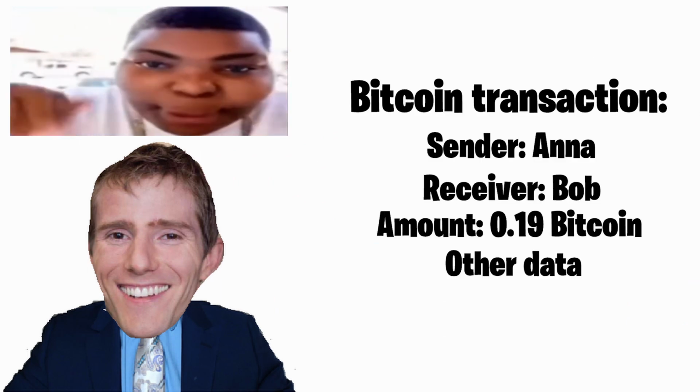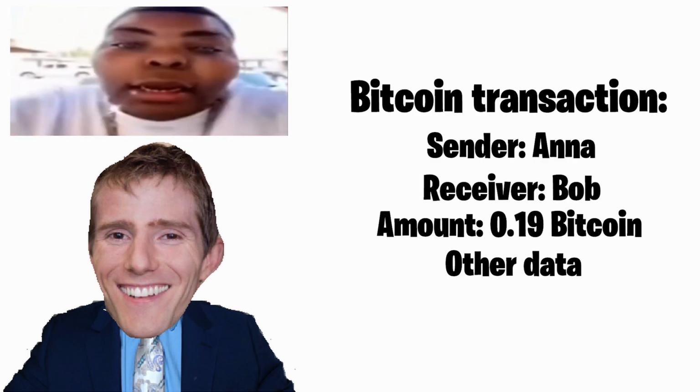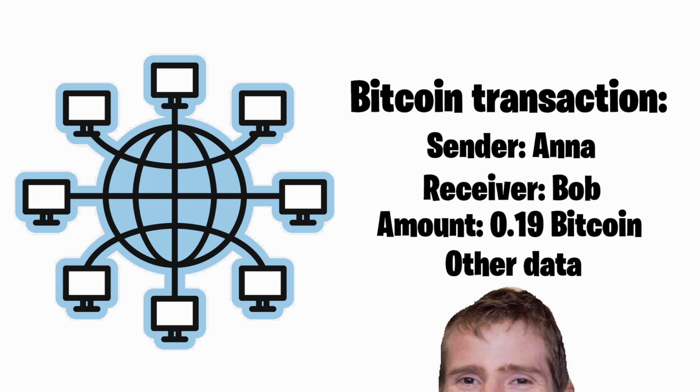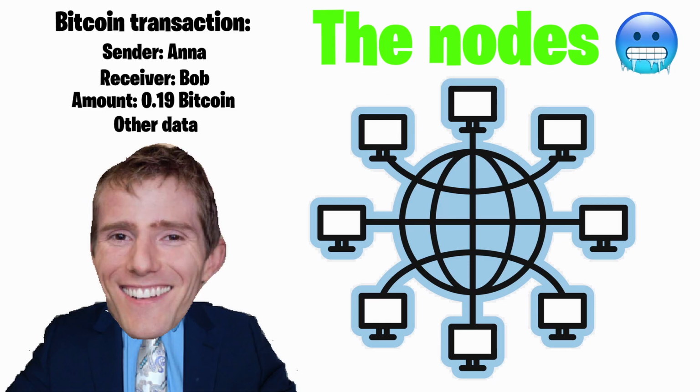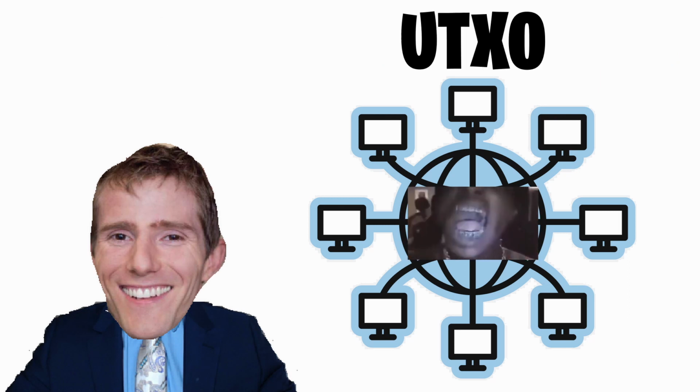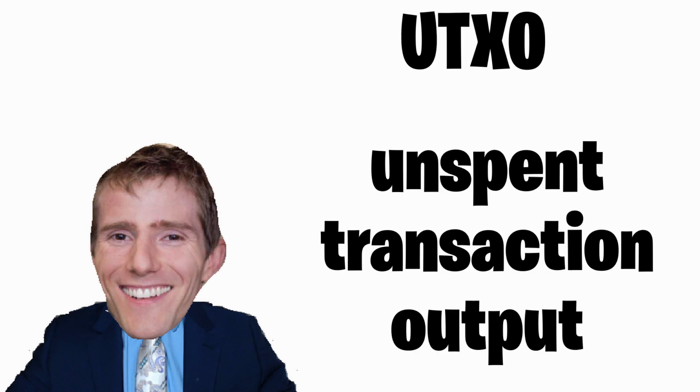Okay, but these transactions also need to be validated, so let's go through that. First, the computers in the network, which we will call nodes from now on, start by checking if all the required fields are filled in, like the sender, the receiver and the amount being sent. Now the nodes need to check if the user actually has the amount of Bitcoin being sent. They do this by checking the UTXO, which stands for unspent transaction output.